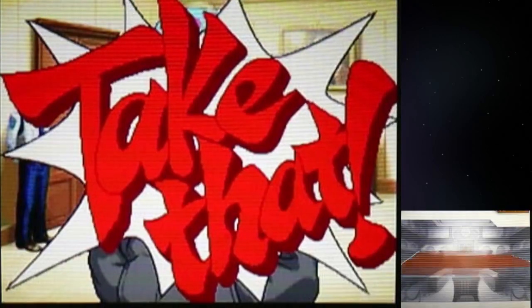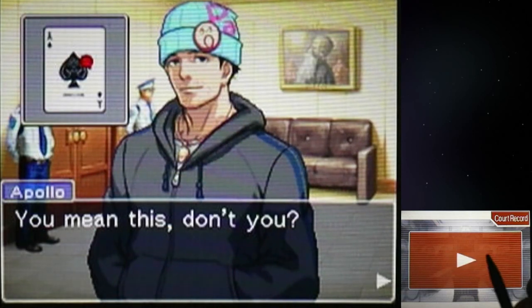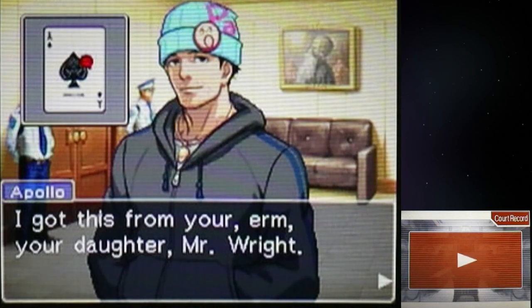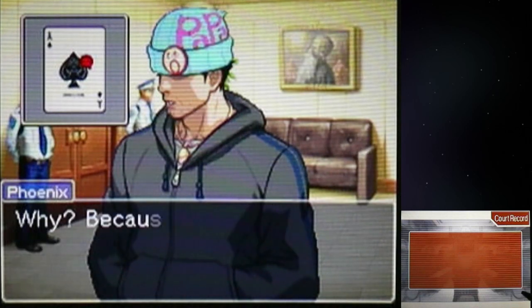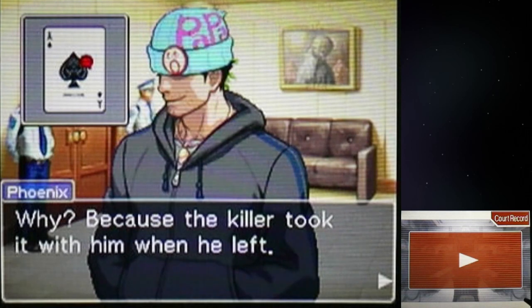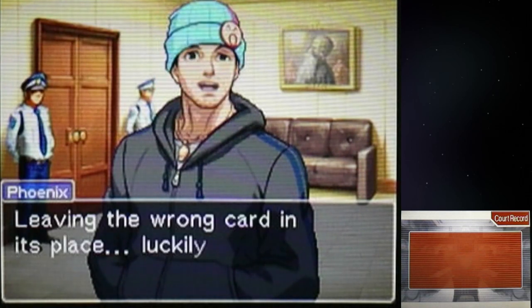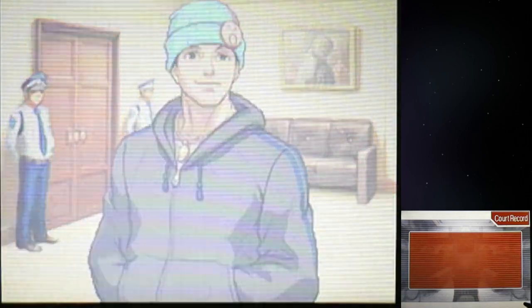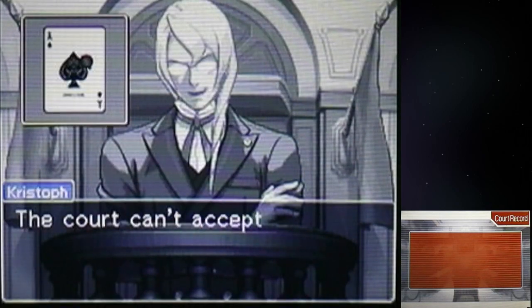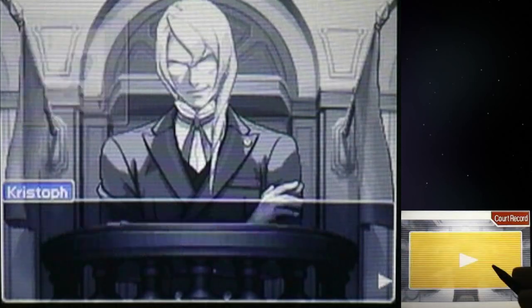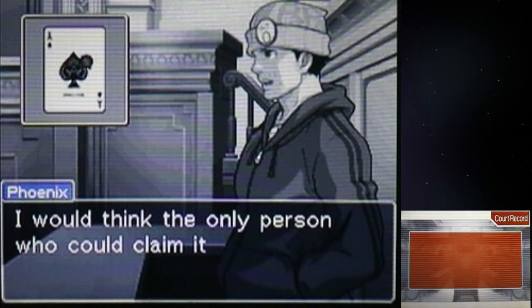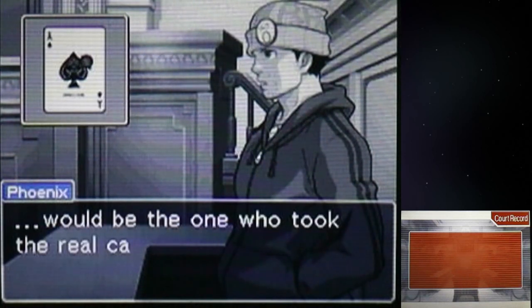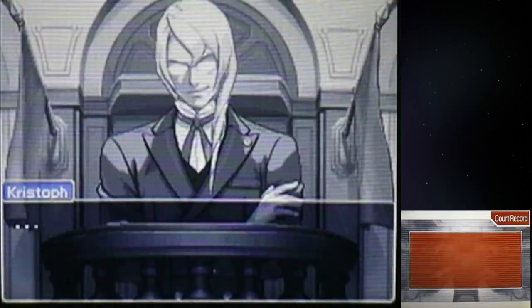Take that! You mean this? You mean this, don't you? I got this from your daughter, Mr. Wright. Yes, that card couldn't have been found at the crime scene. Why? Because the killer took it with him when he left, leaving the wrong card in its place. Luckily for us. The court can't accept this evidence. It's a fraud. A fraud? How can you be so sure? I would think the only person who can claim it was a fraud would be the one who took the real card from the crime scene, the real killer.